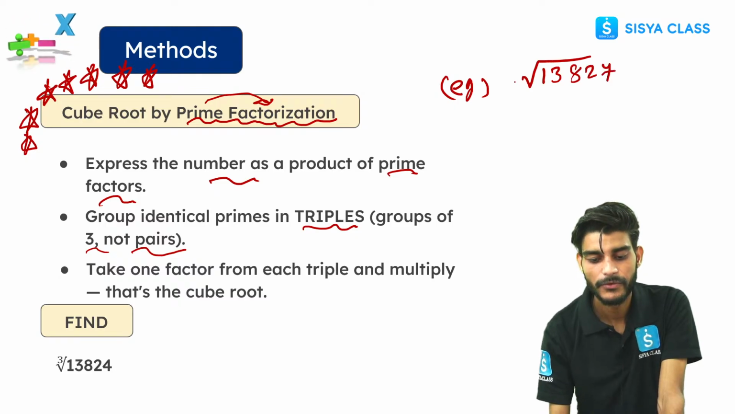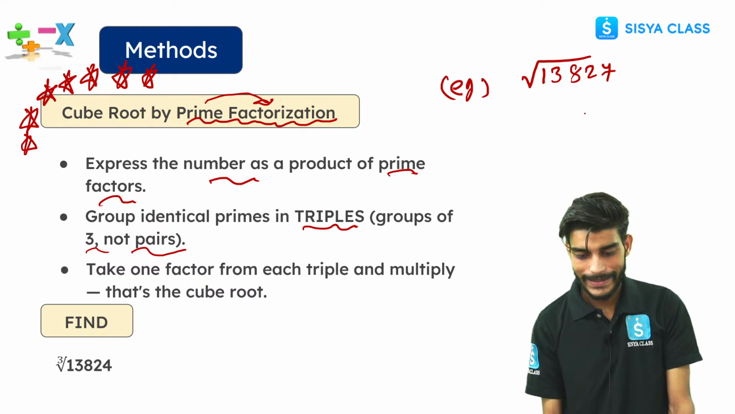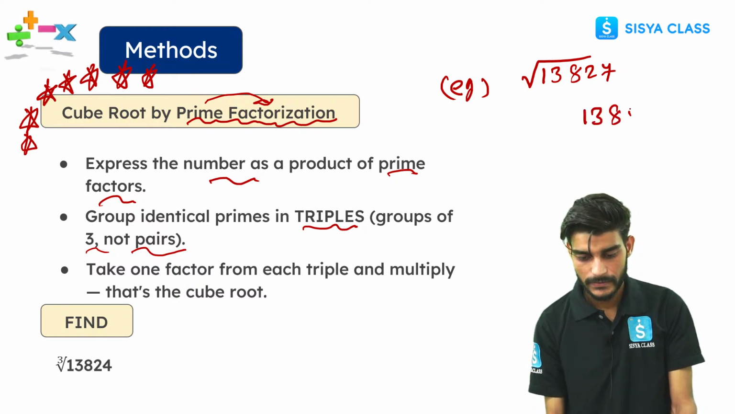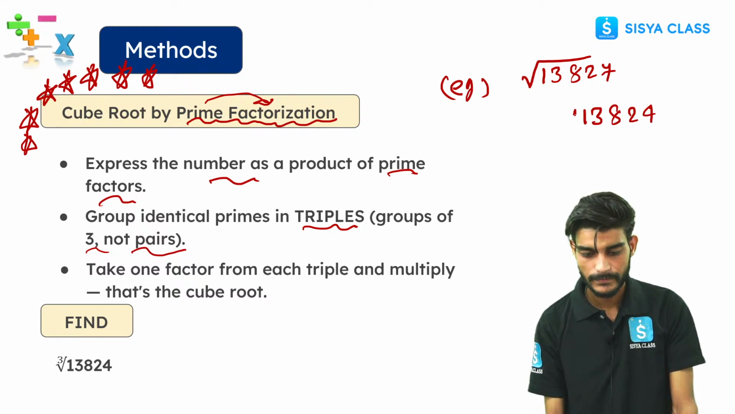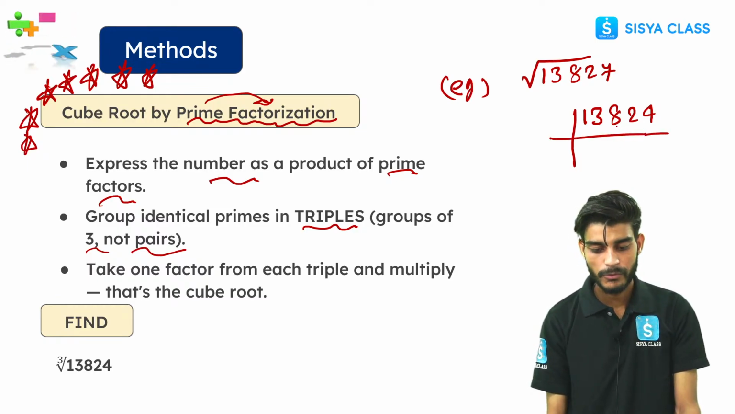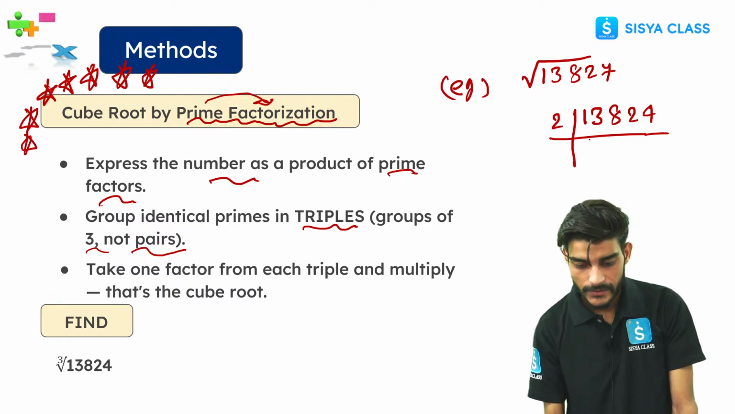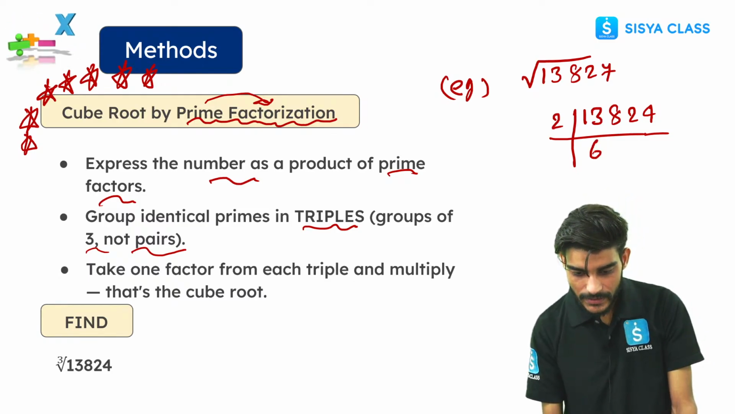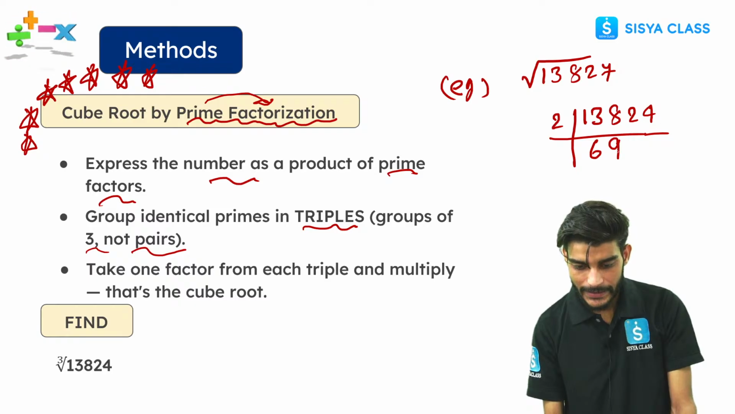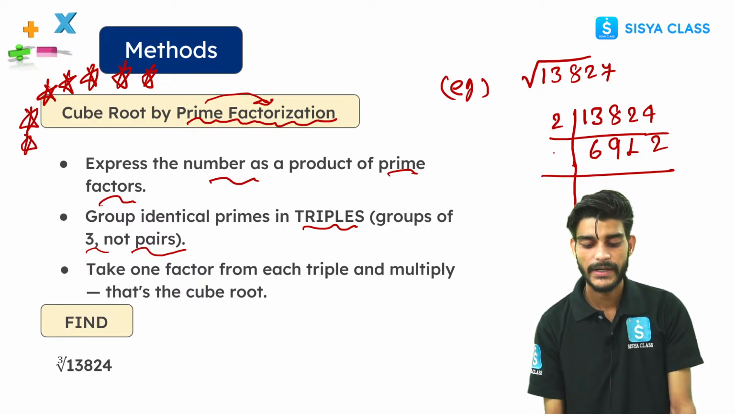Find the cube root of 13,824 by the prime factorization method. So I will write 13,824 here and simply do the prime factors. By which number will it divide? 2. So write down 2 here. 2 sixes are 12, 2 nines are 18, 2 ones are 2, 2 twos are 4. Clear? Once again, 2.